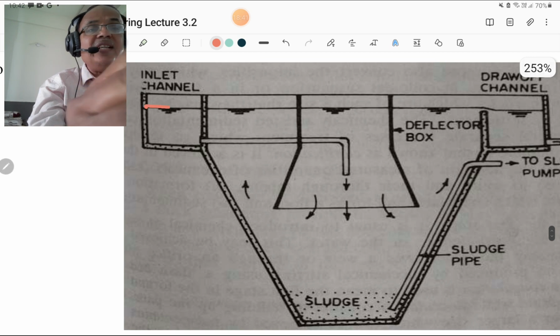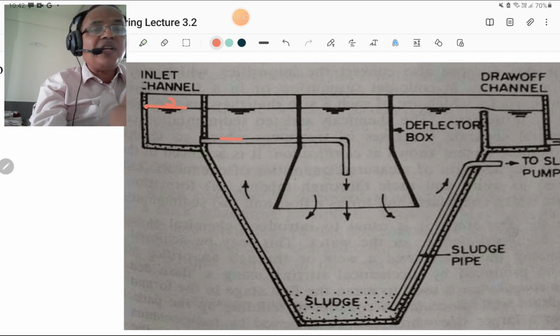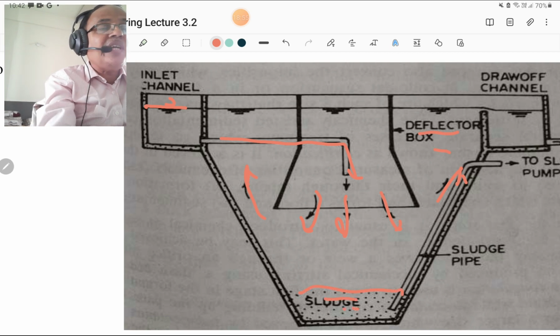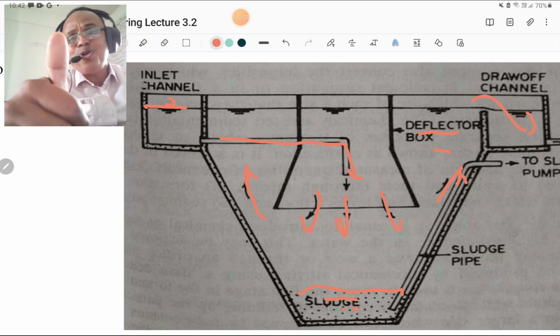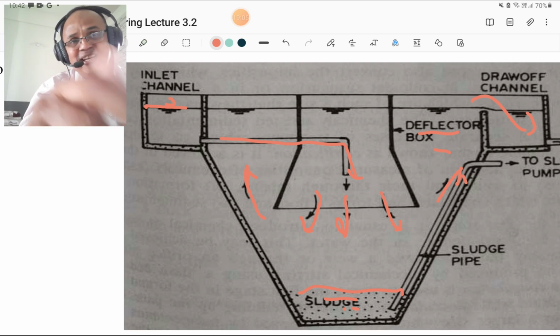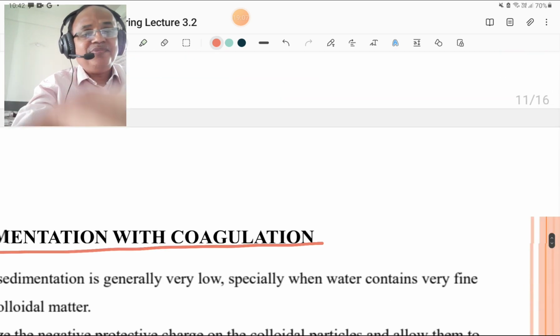So this is the inlet channel. The water is here, and that water goes vertically downwards, and it is deflected with the help of the deflector boxes, and sludge is collected at the bottom, and the clean water or effluent is collected here. So this is so simple, but you must know that figure, and you must remember all these figures, my dear friends.